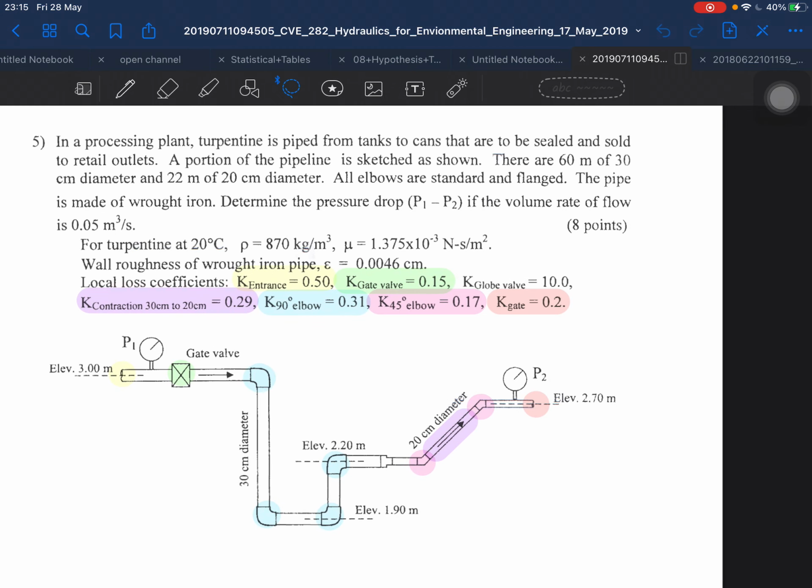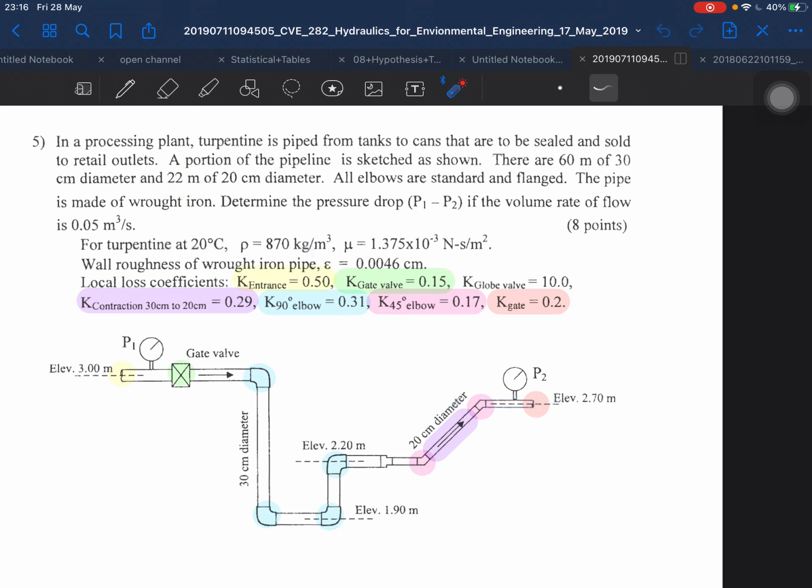So for the first one, we're going to look at this kind of flow rate. In the processing plant, the turpentine is piped from the tanks to cans that are to be sealed and sold to retail outlets. These are not really important information. Then we move on to the pipe lengths: the 30 centimeter diameter pipe is around 60 meters long, and the 20 centimeter diameter pipe will be 22 meters long.